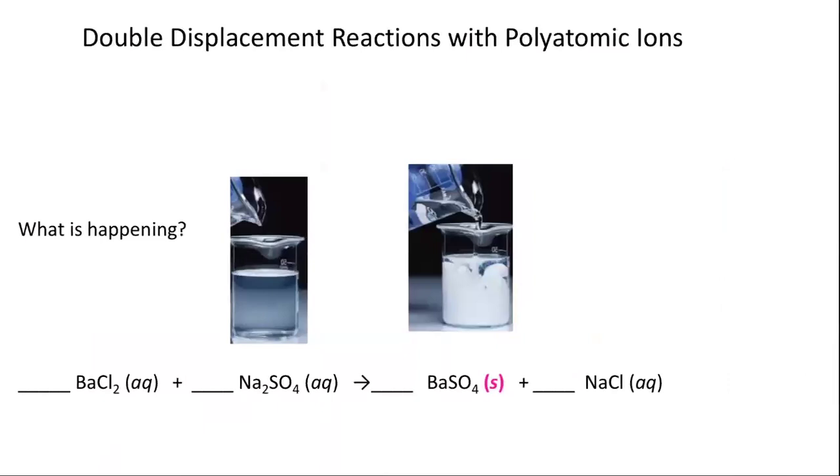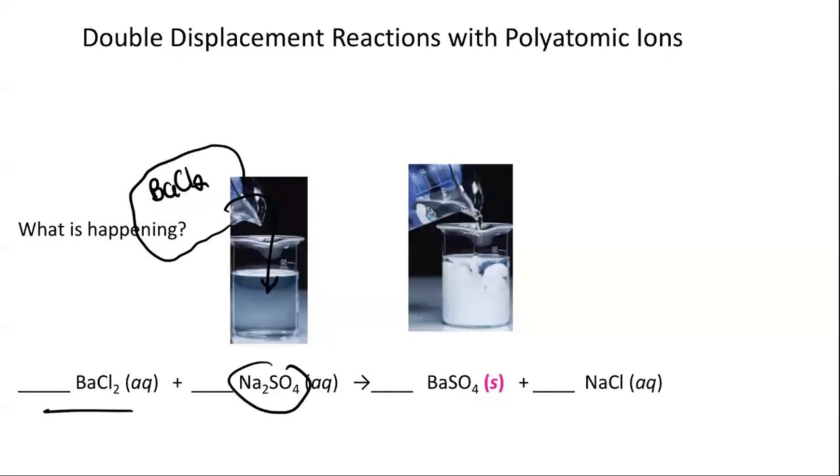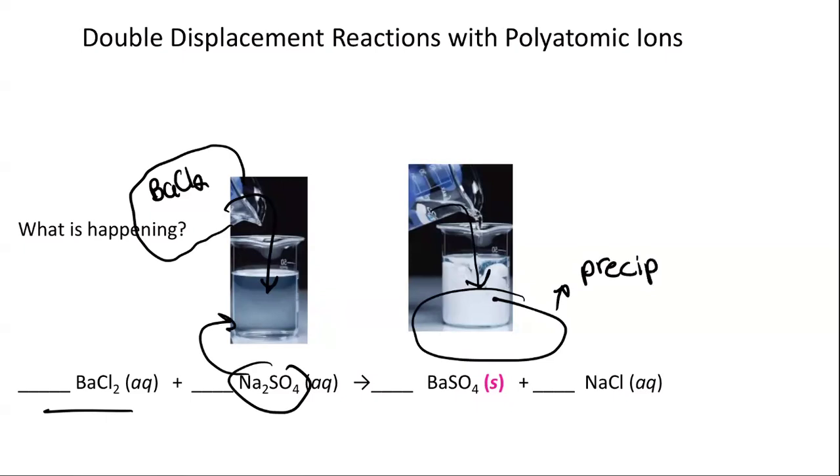Okay, so what the heck is happening? We can't see the whole beaker over here, but there's another beaker, and they're pouring the contents from that beaker into this beaker. The one that's being poured is barium chloride. And in the receiving one, we have Na2SO4. And you can see as you pour it, a solid is crashing out of solution. When a solid crashes out of solution like that, we call it a precipitate.